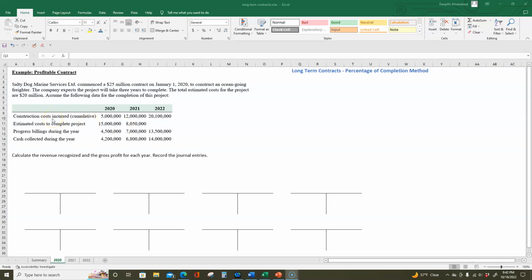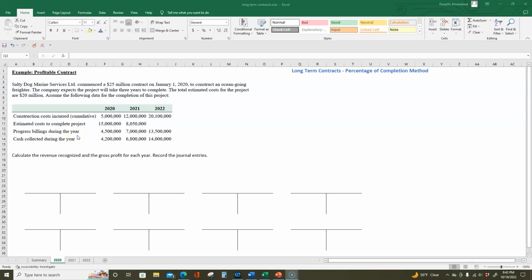In this example, it says Salty Dog Marine Services Limited commenced a $25 million contract on January 1st, 2020 to construct an ocean-going freighter. The company expects the project will take 3 years to complete. The total estimated costs for the project are $20 million. Assume the following data for the completion of this project.